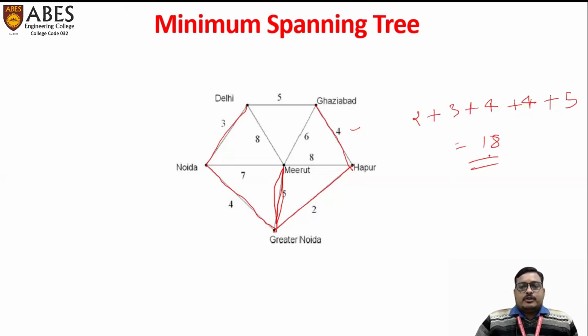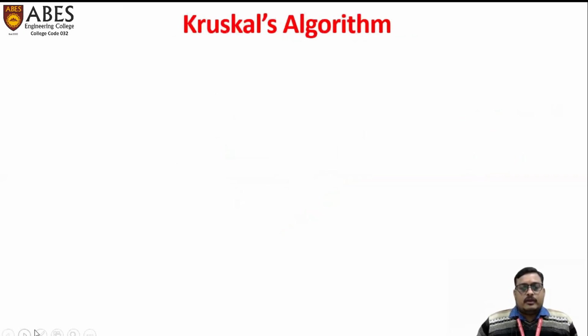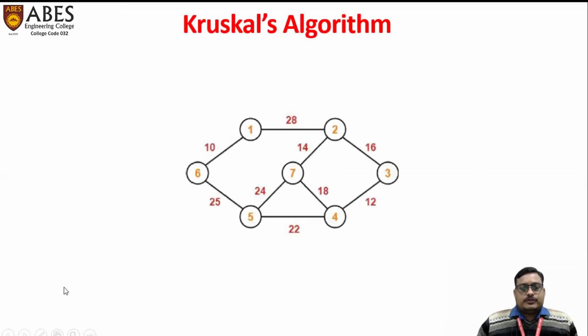So this is the minimum cost of this spanning tree. Now we have applied our brute force approach and found the minimum cost spanning tree for this. Now we'll see Kruskal's approach, Kruskal's algorithm, to find the spanning tree. Suppose we have this graph.